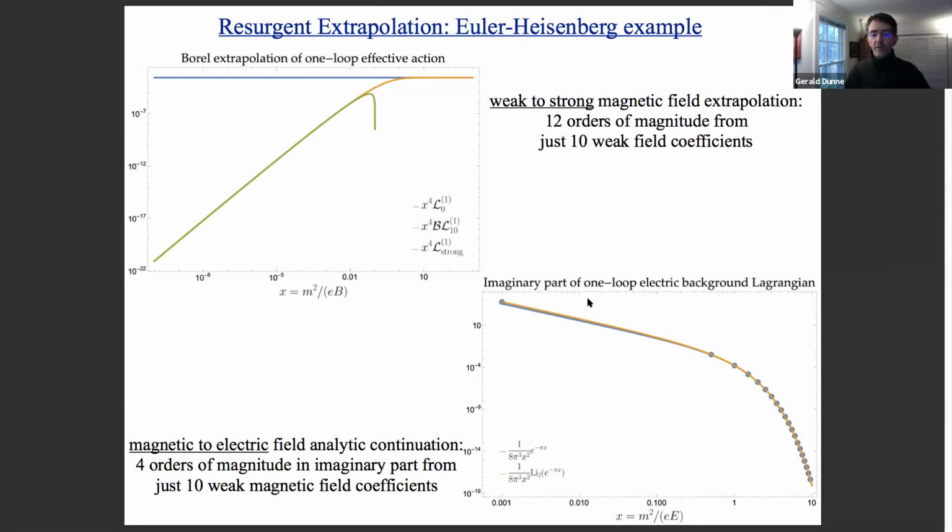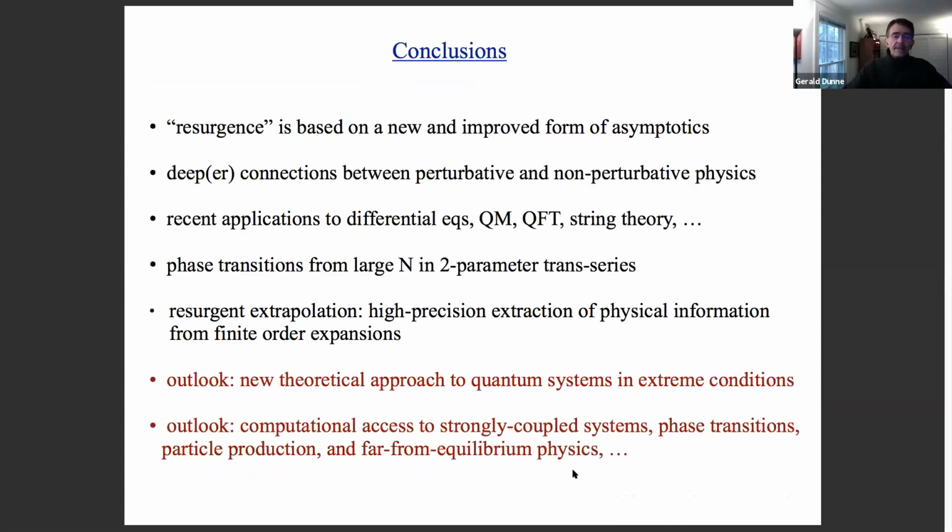Here I've plotted it over four orders of magnitude. The dots are the result of this extrapolation, and the gold is the exact exponentially small contribution. And I'm not going to show it here because I'm already over my 5 minutes. This can also be applied at higher loops in this expansion, where much less is known analytically. All right, so let me conclude.